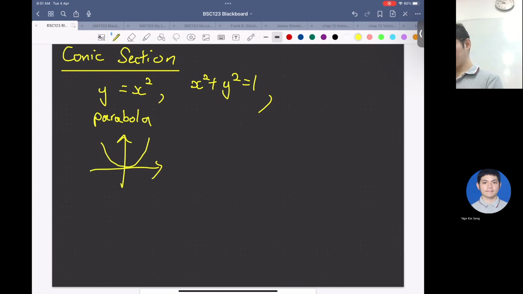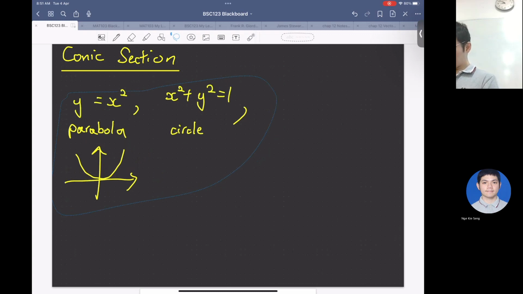Okay, parabola is something like this. This is a circle. Okay, circle is what we've seen in the first class. So how about what else you can think of? How to play around with this quadratic function?